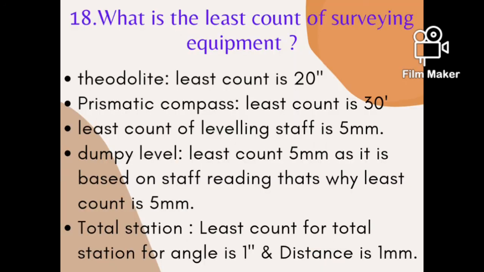18. What is the least count of surveying equipment? Theodolite: least count is 20 seconds. Prismatic compass: least count is 30 minutes. Least count of leveling staff is 5 mm. Dumpy level: least count 5 mm, as it is based on the staff reading, so the least count is 5 mm. Total station: least count for angle is 1 second and for distance is 1 mm.